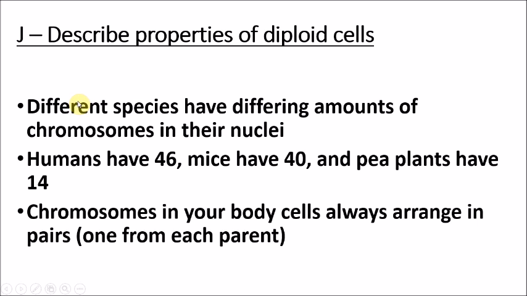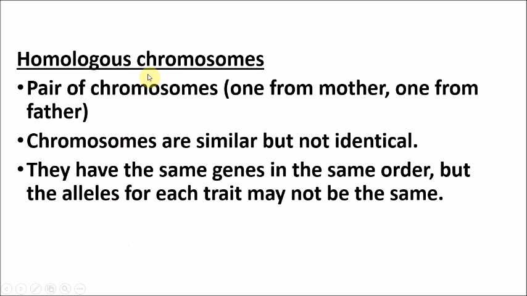So we've got to look at the properties of diploid cells. Different species have different amounts of chromosomes. Humans have 46 in each cell, mice have 40. Now chromosomes in your body always arrange in pairs, one from each parent, and they're called homologous chromosomes. Say it how you like as long as you spell it right. Now it's a pair of chromosomes, one from mother, one from father.